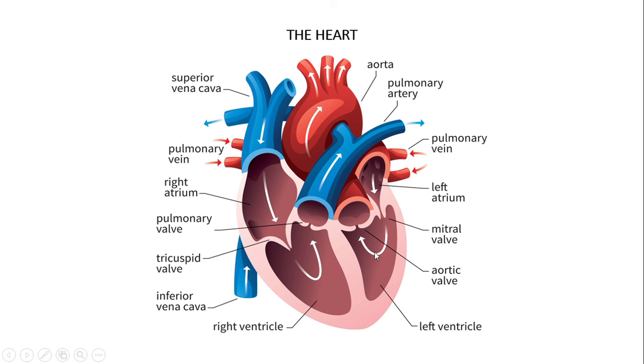From here, the blood gets pumped to different sections of the body through the aorta, and this is the aortic valve which opens, and the blood is transferred to the aorta and then to the different parts of the body.